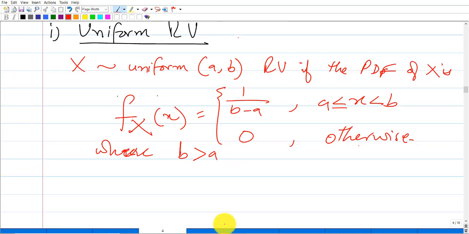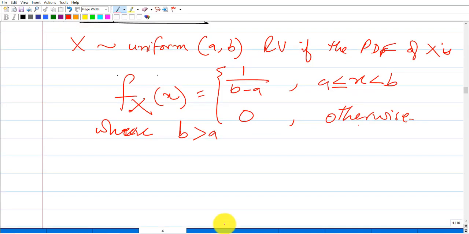So in simple terms, it's a uniform. Uniform means that all the values in the range of a and b have the same probability, and that probability will be 1 over b minus a.